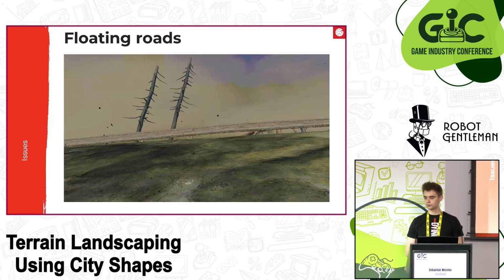So, because roads and terrain are separate systems, it is inevitable that there's going to be some visual issues. Now, the most common one is when roads don't match the terrain below them and they float above it, and this issue is even worse when the terrain below is removed, since then you can see the void.